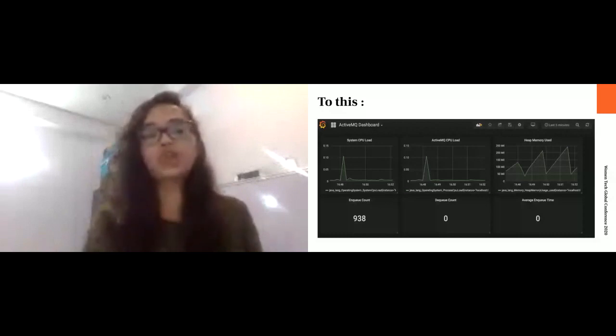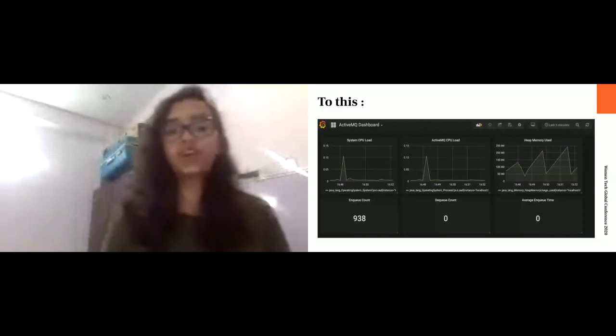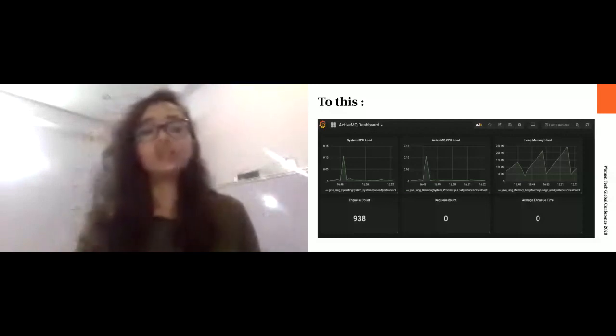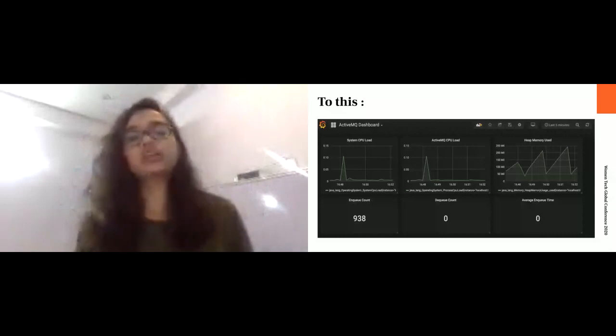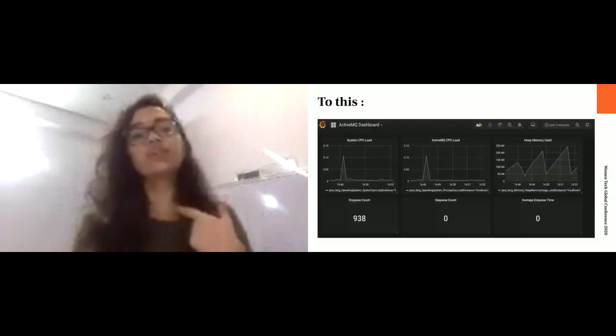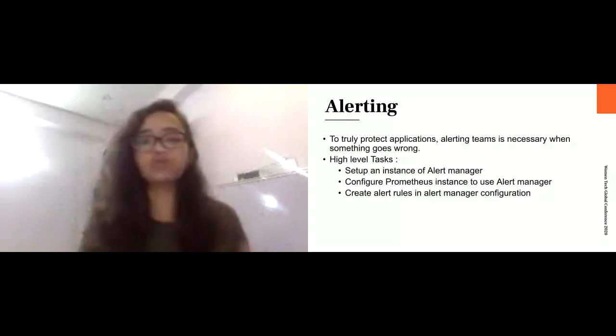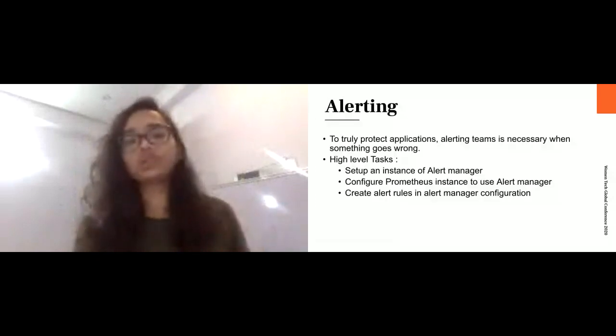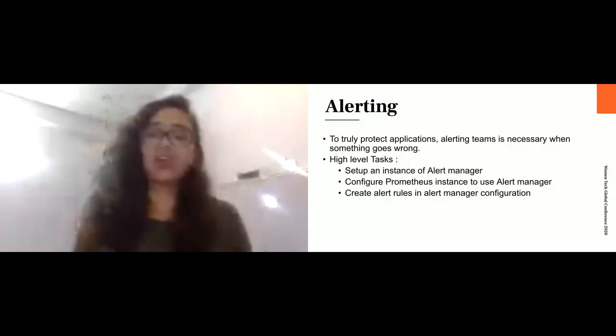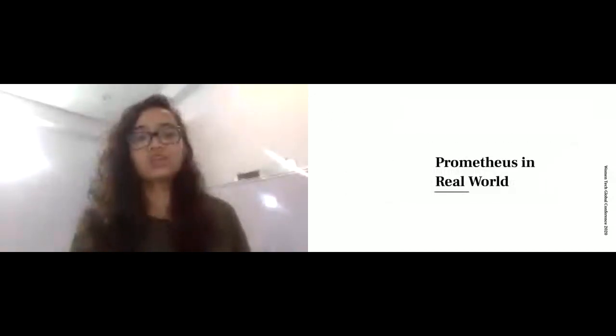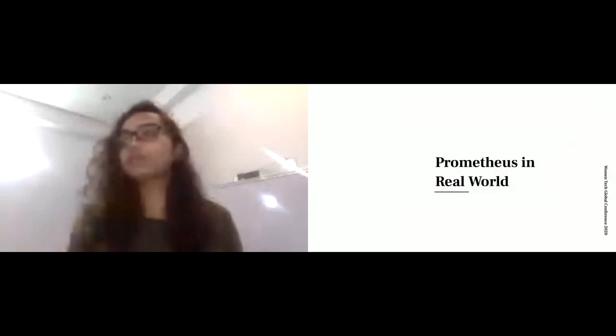Lastly, we require alerting to maintain our SLAs and uptime. We need to protect our applications, and alerting is quite necessary. I had already discussed that we can either use Alert Manager, which already comes with Prometheus, or we can use PagerDuty or Opsgenie if we are working at enterprise level. So yes, this is the most amazing part.